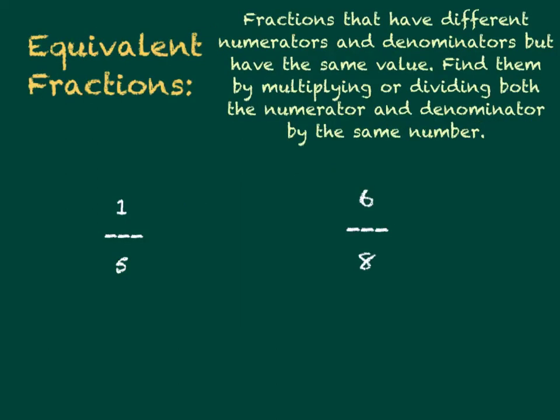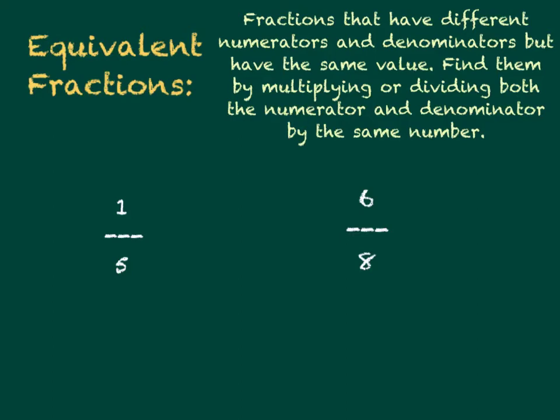We're going to start by reviewing equivalent fractions, which are fractions that have different numerators and denominators but have the same value. We find them by multiplying or dividing both the numerator and the denominator by the same number.